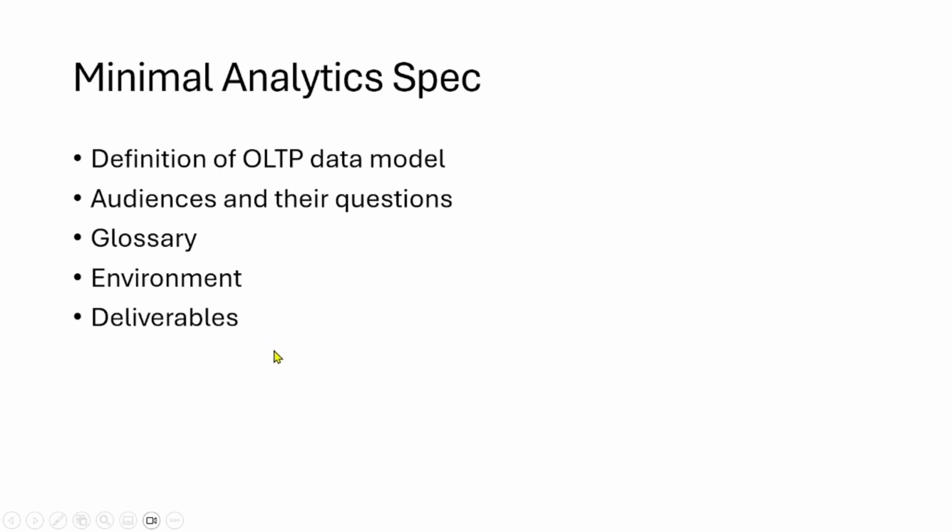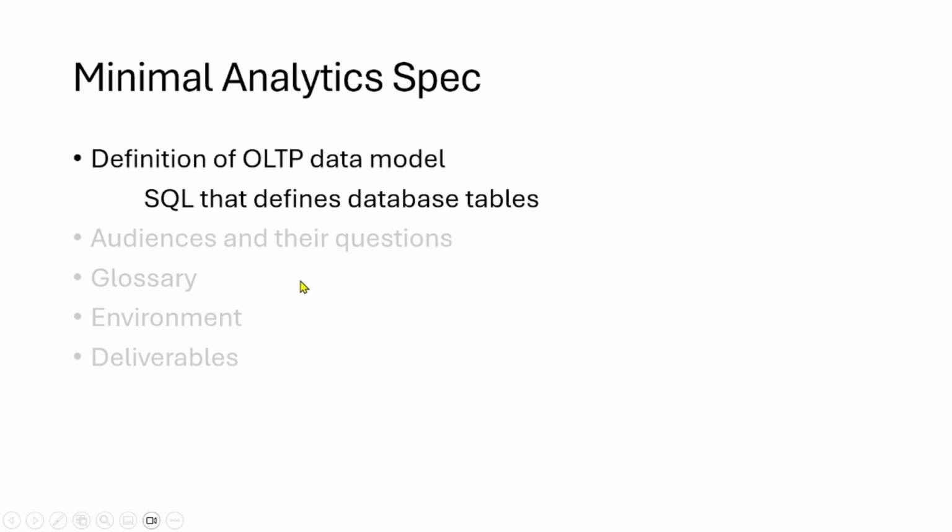Here is my minimal analytics spec. It was conceived in cooperation with AI. It has 5 elements. The most important one is the second. As I said already, you need to have a definition of the OLTP data model, or the SQL that defines database tables, because the scripts that are generated to populate the OLAP database need to use the data from the OLTP database, and you need to know what is in there.